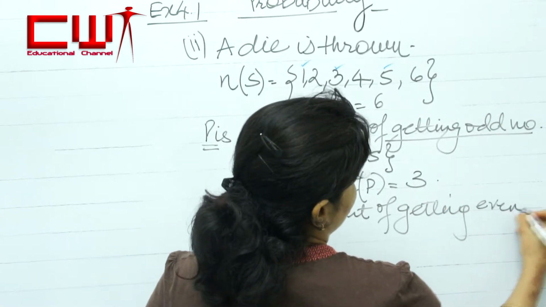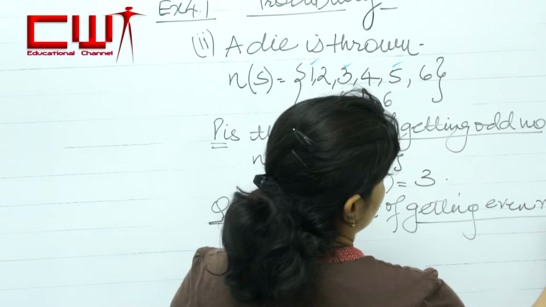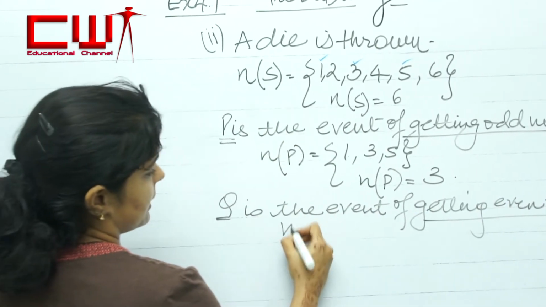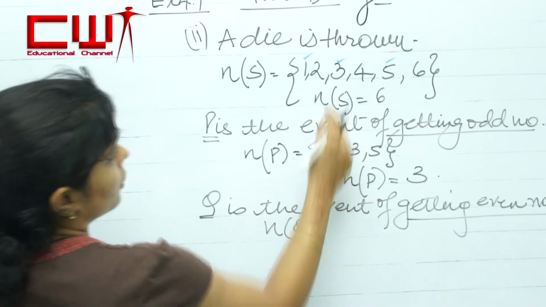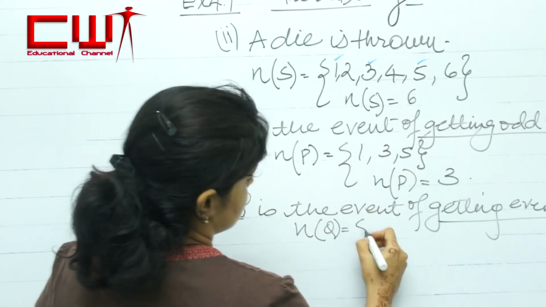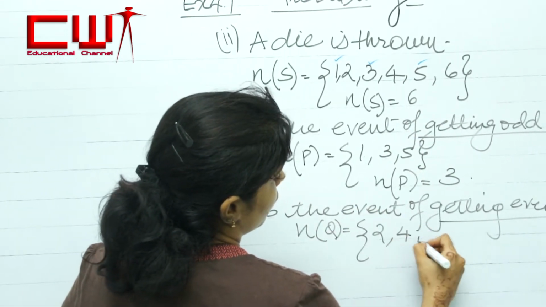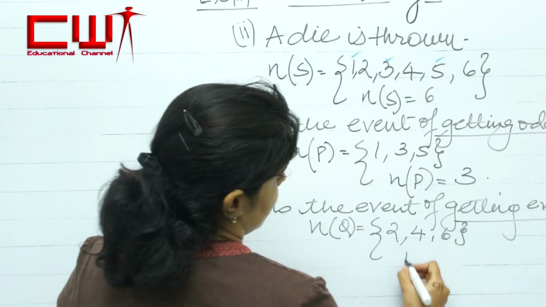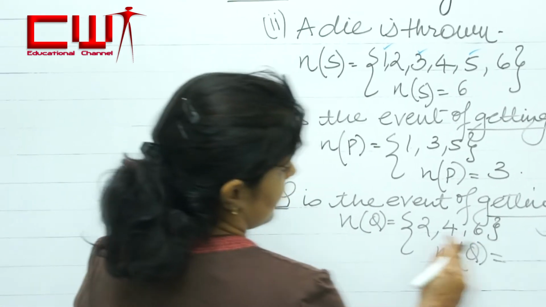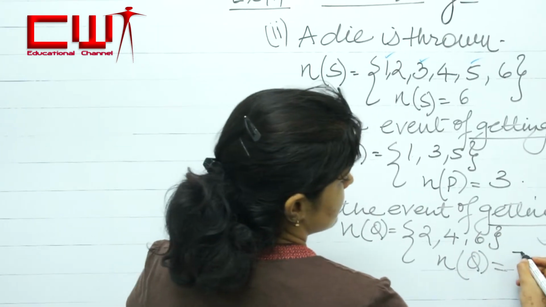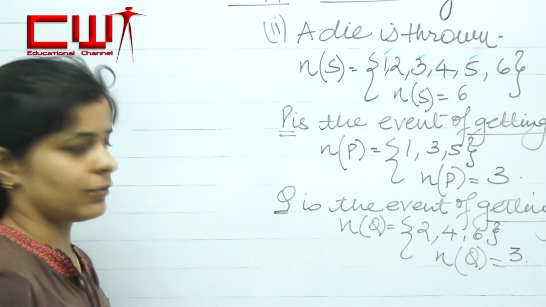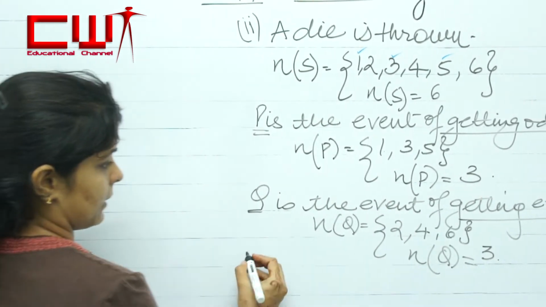Getting an even number. How many even numbers are there? Just see first: 2, 4 and 6. So first write that: 2, 4 and 6. Now count. How many are there? 1, 2, 3. So what is the answer? 3, right?